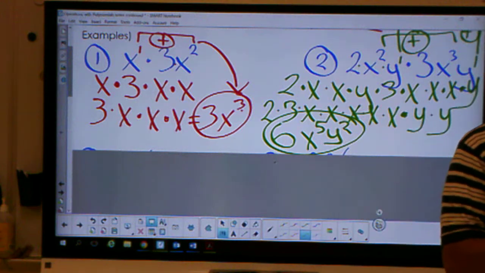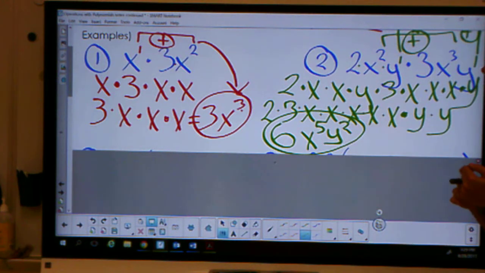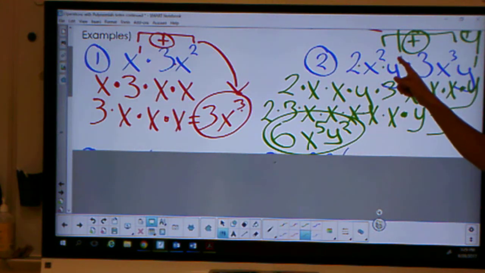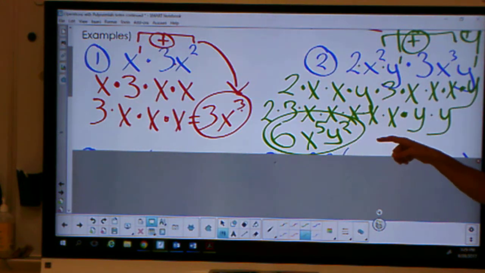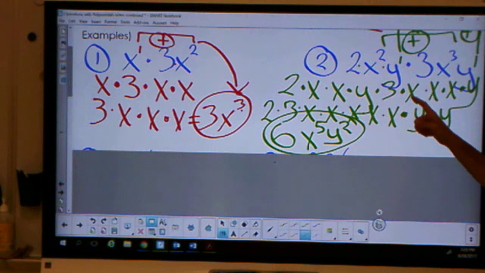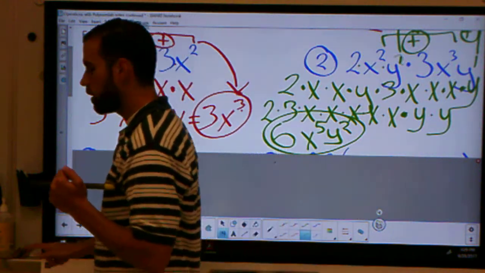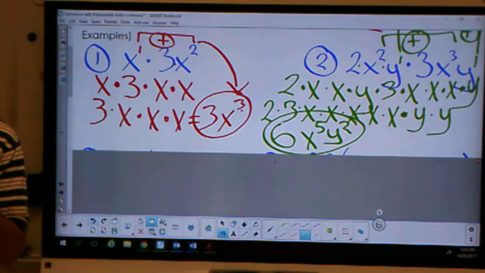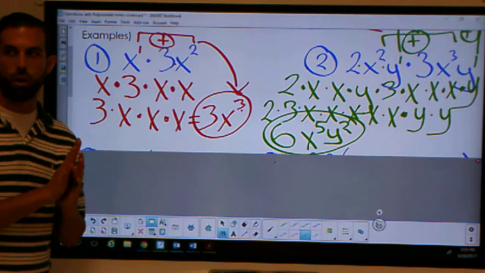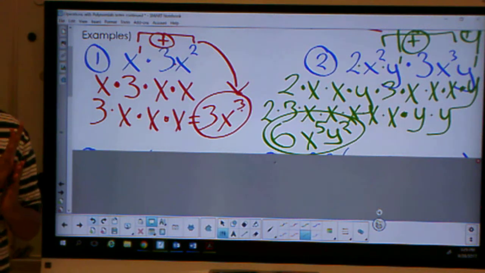Yes, Race? If one of the y's was a y squared, would it just be 6x to the fifth power and y cubed? That would be correct, yes. Because you'd just be adding 2 and 1, and then you would get 3. Absolutely. Very good question. Any other clarification questions before things get a little harder with the distributive property? Okay, cool.